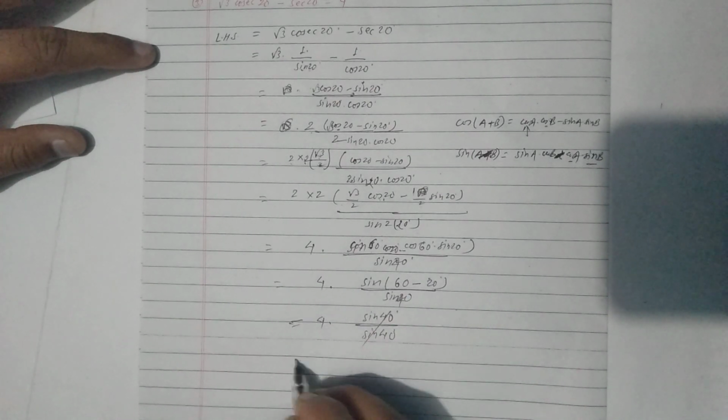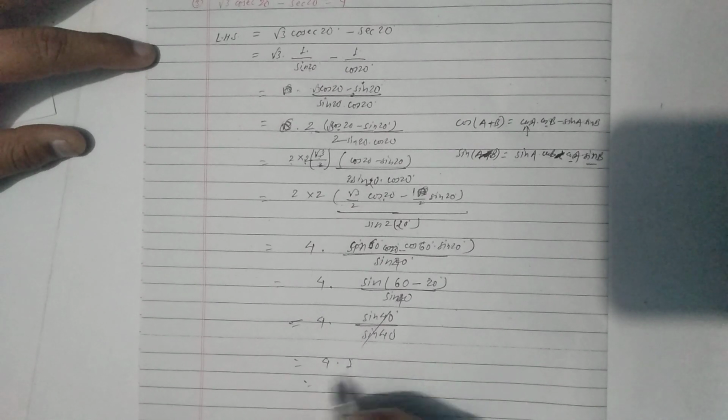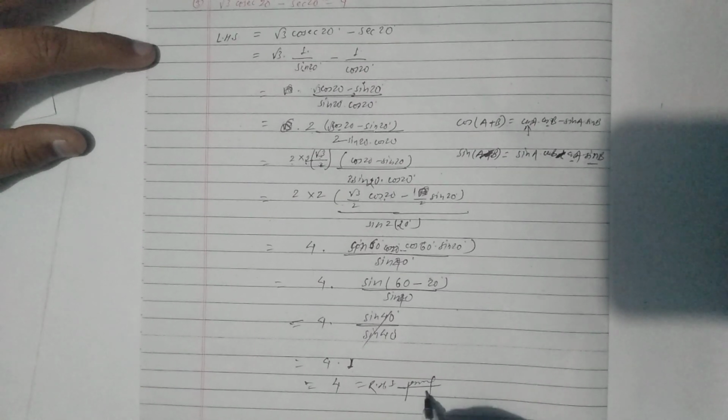This will also be sin 40. So these two cancel out. The remaining is 4 into 1. This is 4 into 1, means 4, which is our RHS. Hence we can prove this.